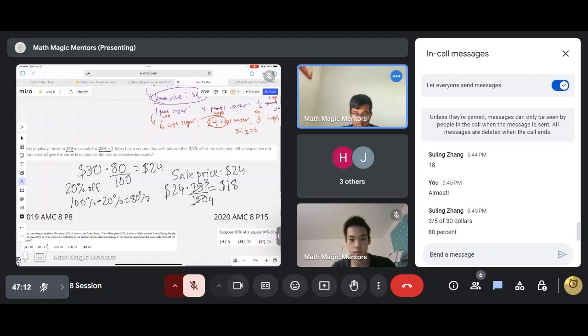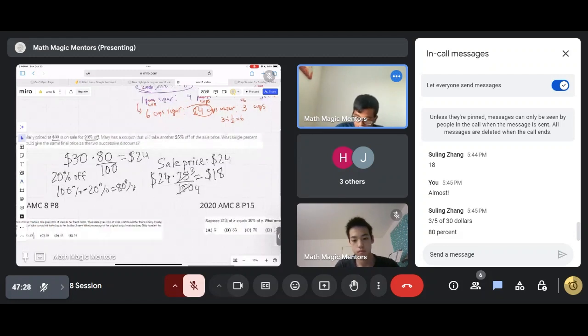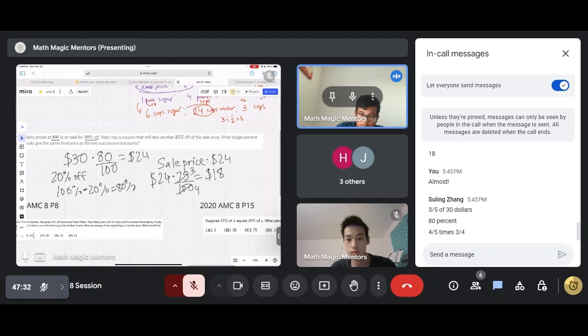But it doesn't say what single percent discount would give the same final price as the two successive discounts, right? So we need to find what percent of the original price Mary is paying. So Mary is paying $18. $18 is how much percent of the actual price? So 18.